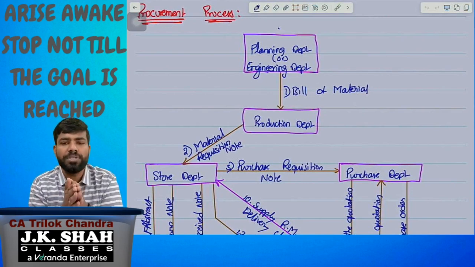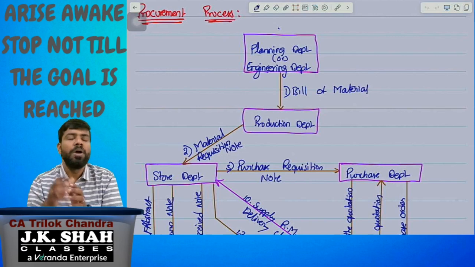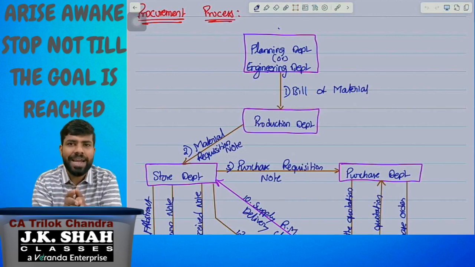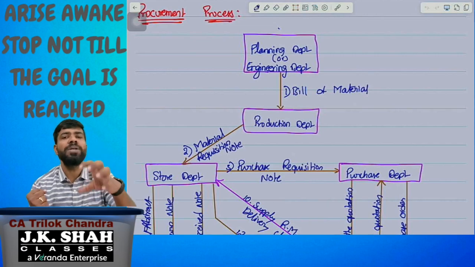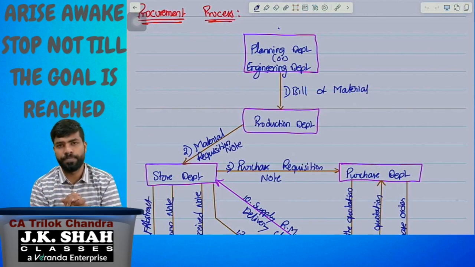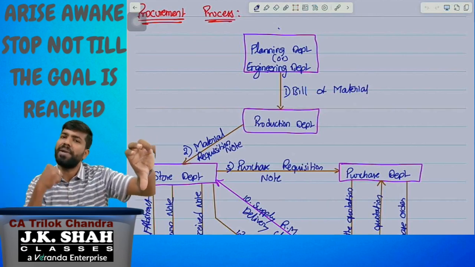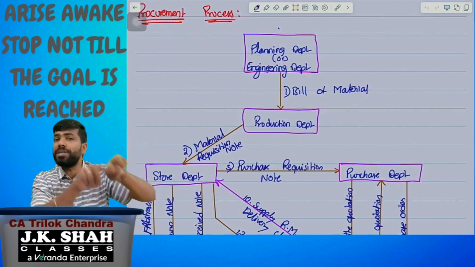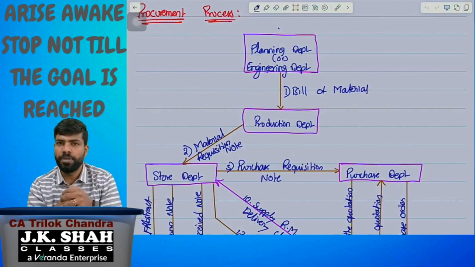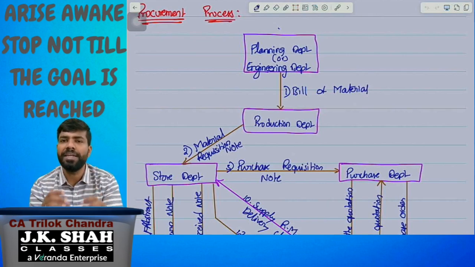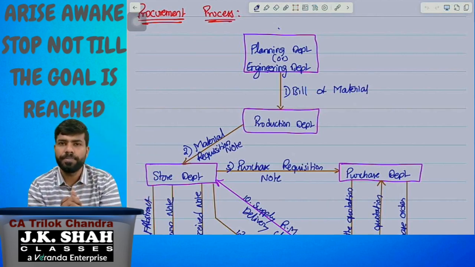The procurement process will start from the planning department or engineering department. Please understand, before purchasing the raw material, first we need to estimate how much quantity has to be produced. Based on the requirement of production, we are going to procure the raw material. How to decide the production? It depends upon the demand in the market. So the planning department and engineering department will analyze the demand for the product in the market.